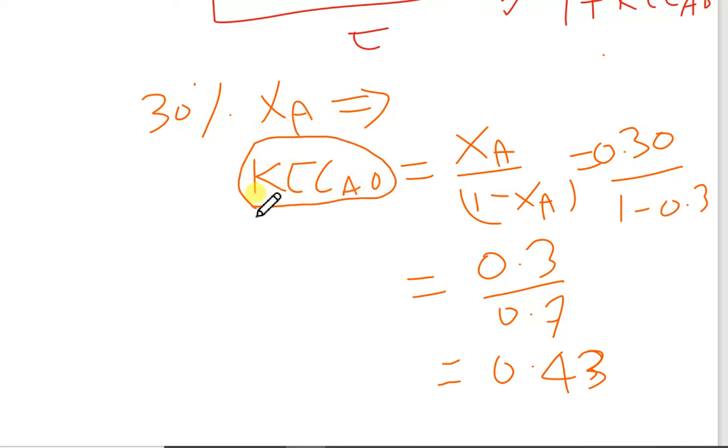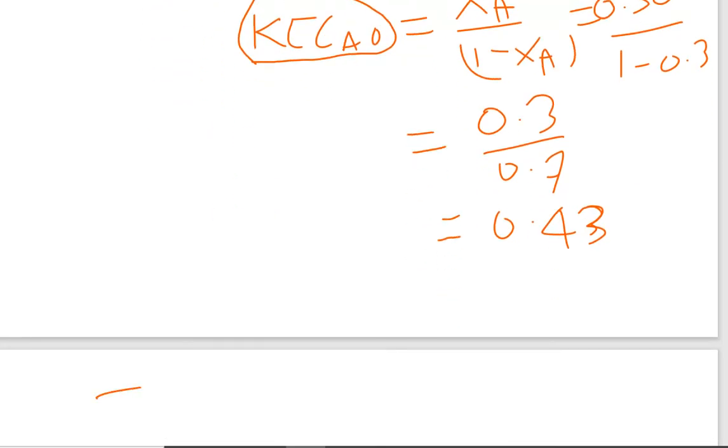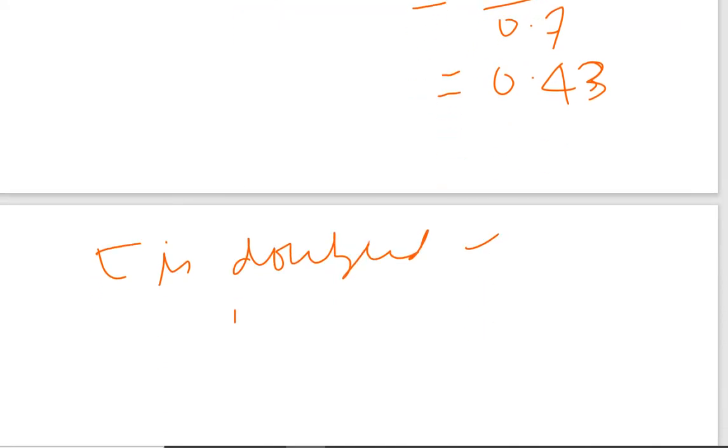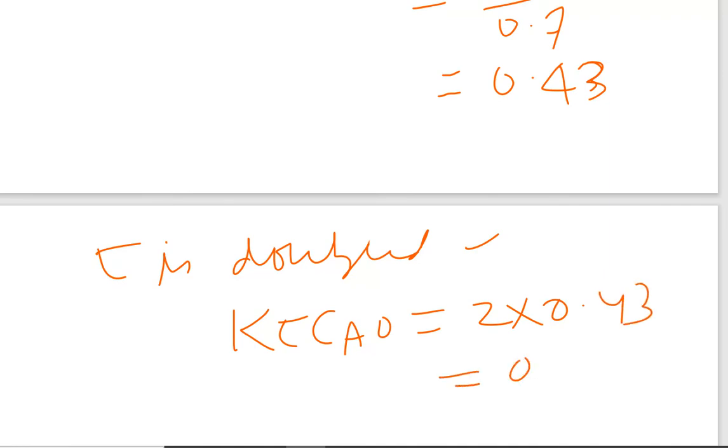If we double the residence time, what will be the conversion? Keeping the same temperature and same initial condition, k remains the same. If tau is doubled, the value of k tau C a naught will be doubled. So you get 2 times 0.43, which is 0.86, about 0.84.